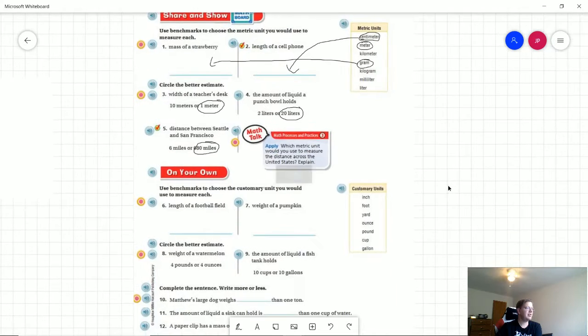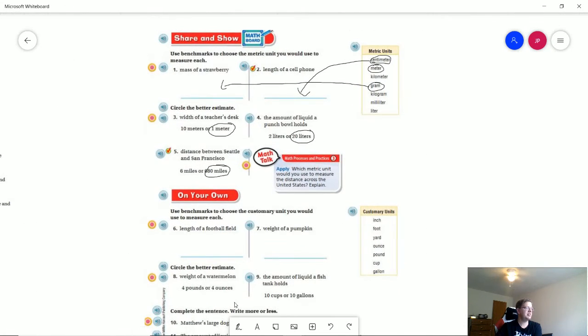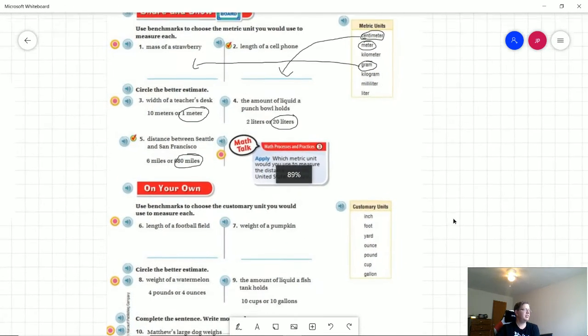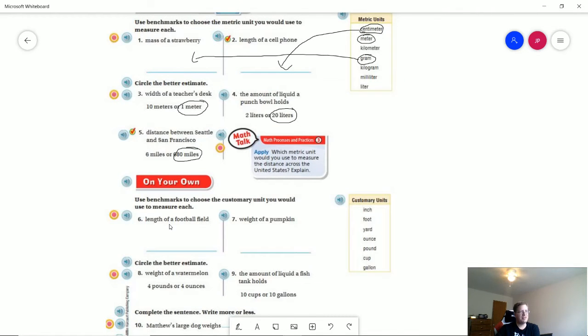And let's take a look at a couple of the customary units. I'm just going to do these last few here, 6 through 9. So the length of a football field, we would measure in yards, 100 yards in a football field.